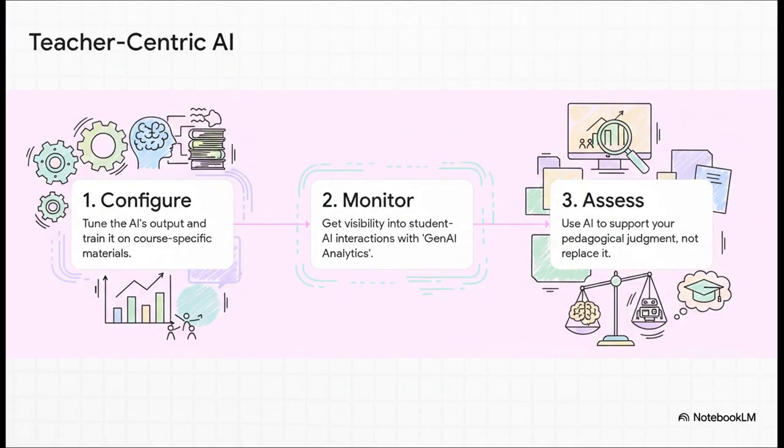Number 1, configure. You have to be able to tune the AI, to train it on your own course materials, to set the ground rules. 2, monitor. You need a window into how your students are using the tool, to see what's happening. And 3, assess. The AI should give you insights that support your professional judgment, not try to replace it.